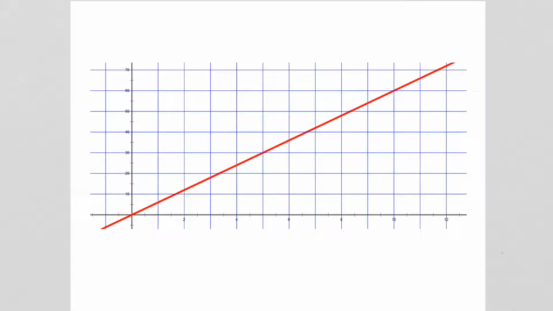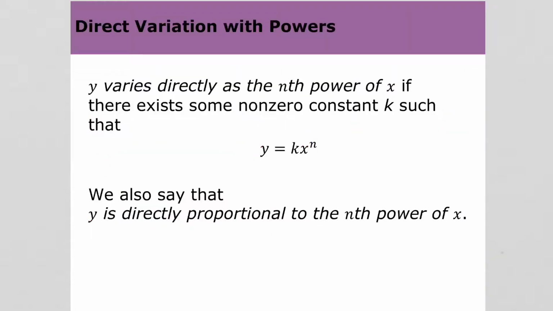And there's an equation of it, graph. Direct variation with powers. It says y varies directly as the nth power of x. So n just being a power, a number. If it says y varies directly as the nth power of x, then you use y equals k times x to the n. So it's just like direct variation, y equals kx, except you've got an n on the x.